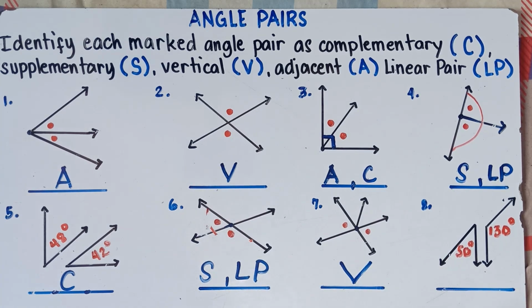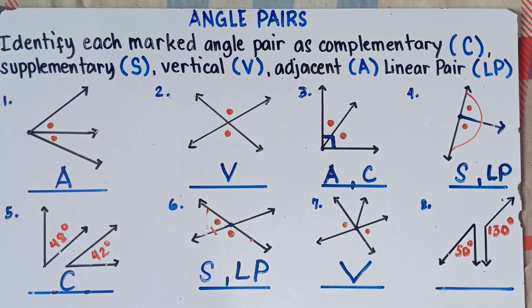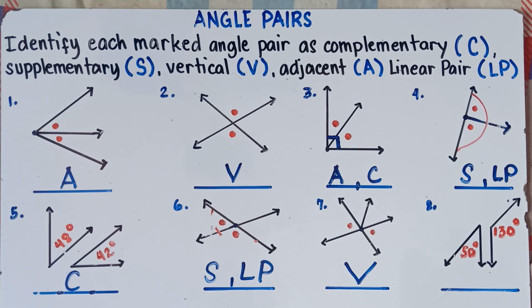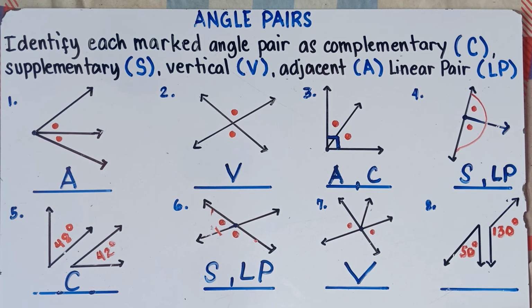Alright, so number 8, class, you try number 8. Check if it's supplementary angles only or a linear pair. You try number 8, class, and you put your answer in the comment section down below. Let me check, class, if you really understand this topic for number 8. If you have questions with regards to angle pairs, go ahead, class. Feel free to put a comment in the comment section down below, or you can ask questions there.